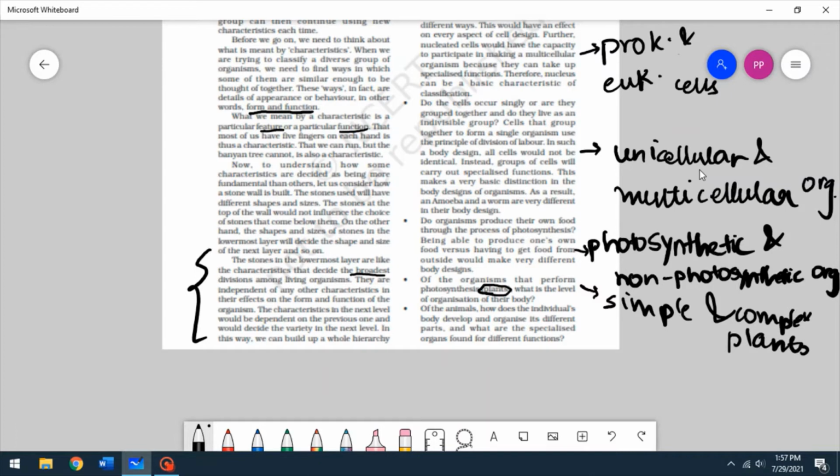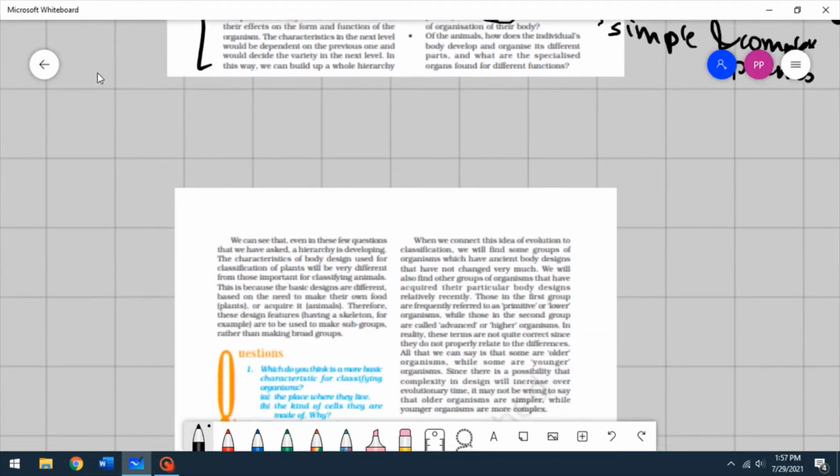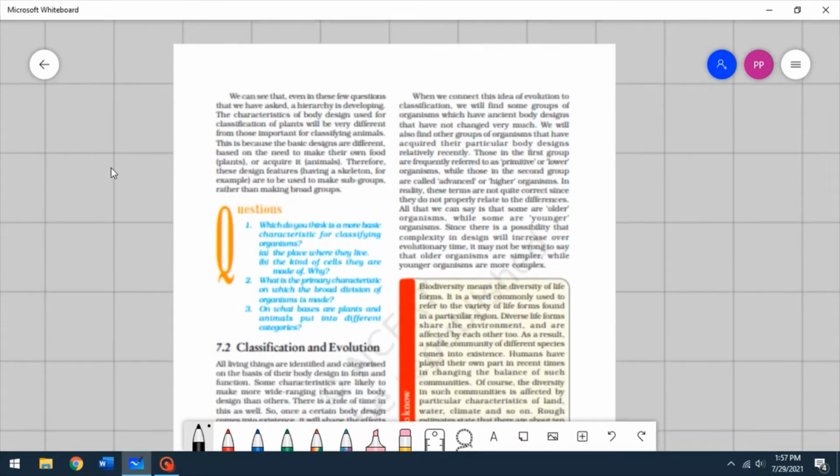And of the animals, which are non-photosynthetic, how does the individual's body develop and organize its different parts, and what specialized organs are found for different functions, right? That is what differentiates between simple and complex animals. So these are questions that vary based on what level of organization we're talking about.